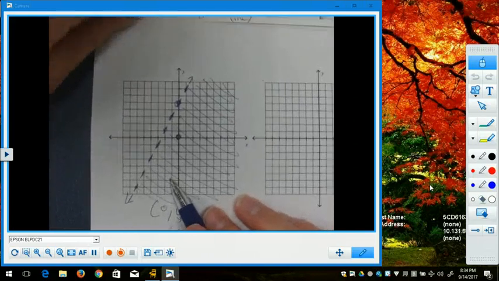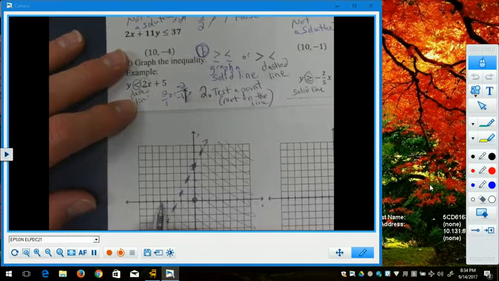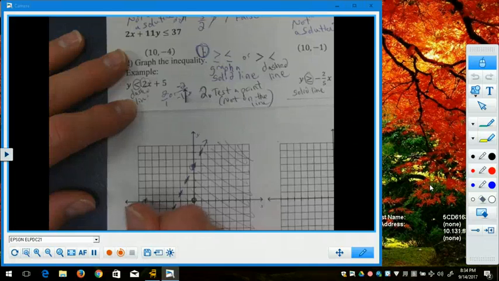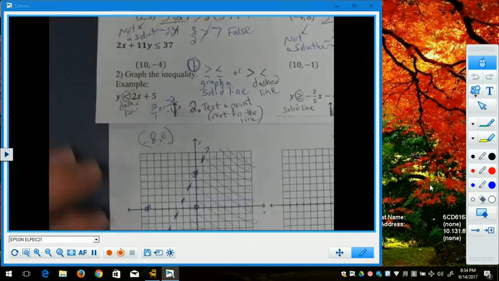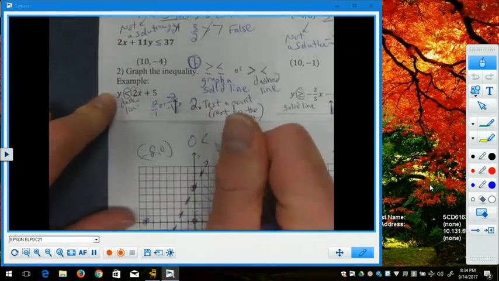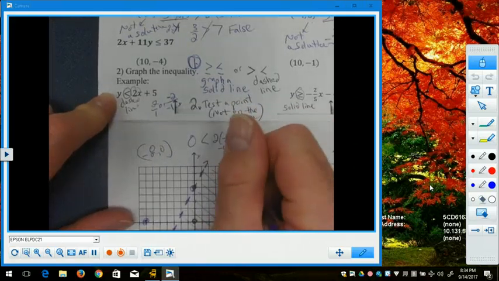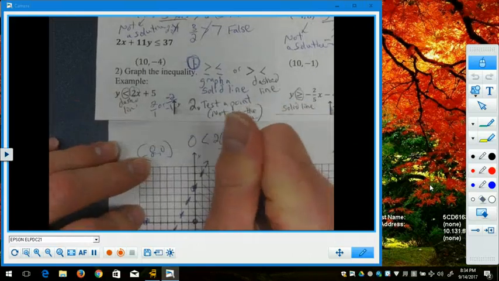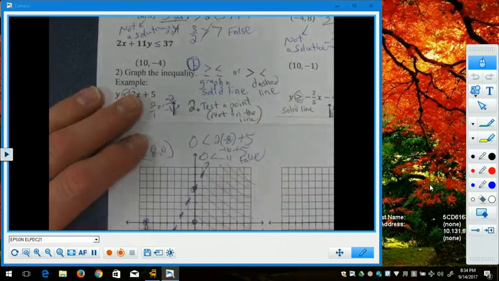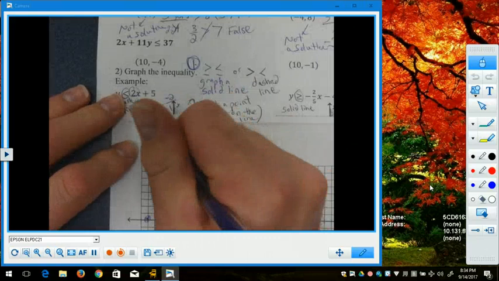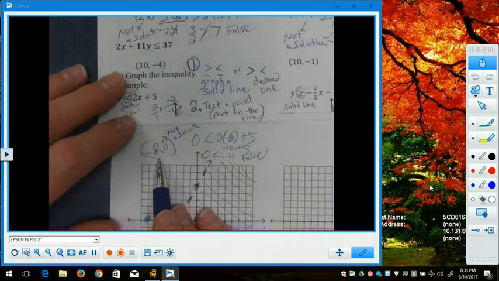Let me show you, though, that the other side doesn't work. If I had instead picked negative 8, 0 as my test point, or any point on the side that's not shaded, I would have had 0 in for y, would have had 2 times negative 8 plus 5. That would have been negative 16 plus 5, which would have been negative 11. In that case, I would have said, oh, that inequality is false. So this side should not be shaded. So since this is not a solution, it shouldn't get shaded. Only solutions should get shaded.